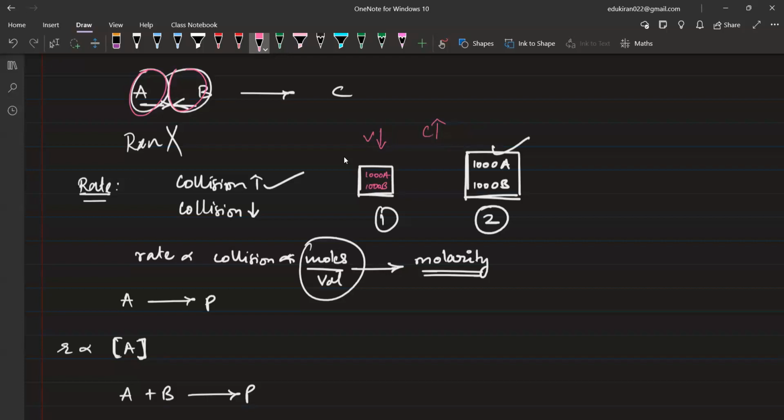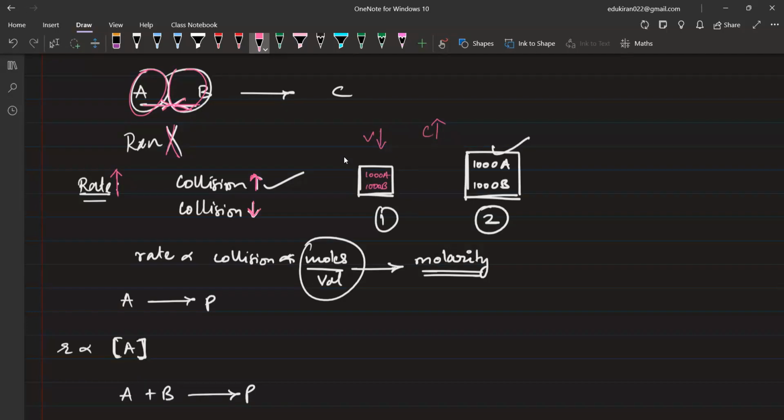If I have A and B as reactants and A and B are not coming in contact, that means reaction will not happen. Make sense? Yes, sir. Reaction will only occur when A and B are coming in contact with each other and colliding. So if the number of collisions per second increases, that will also increase the rate. And if the number of collisions decreases, it will decrease the rate. Make sense? Yes, sir. Okay.